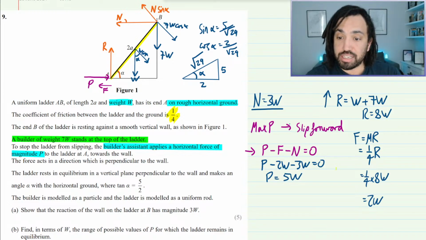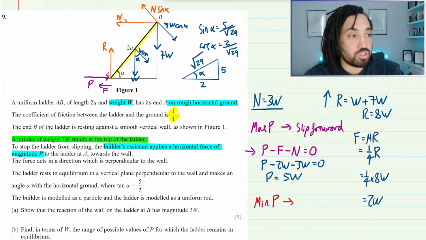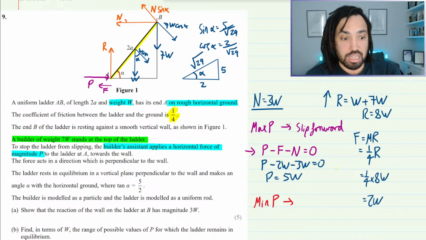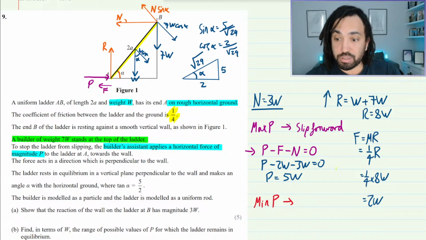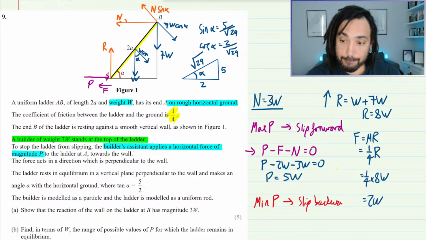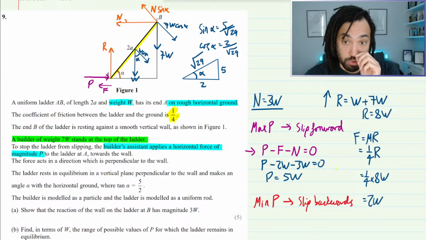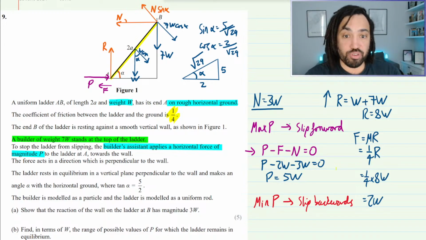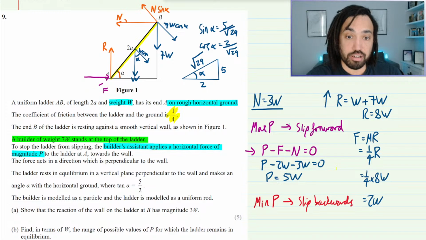Okay, now we're going to try what happens when P is at its minimum. So what happens when the builder's assistant doesn't push very hard at all? It's just about to slip backwards, which will be terrible for the builder. And which way is friction going to be acting in this scenario?